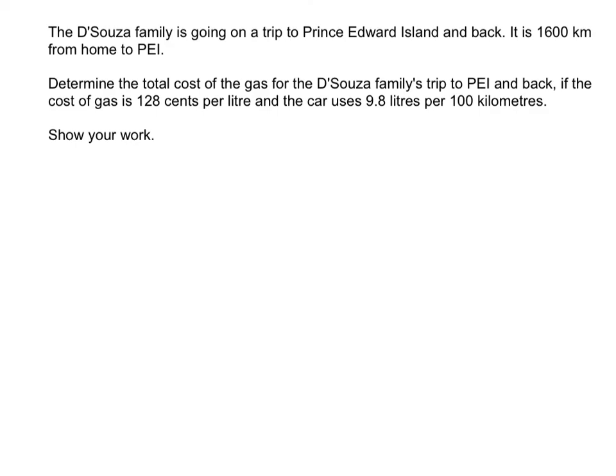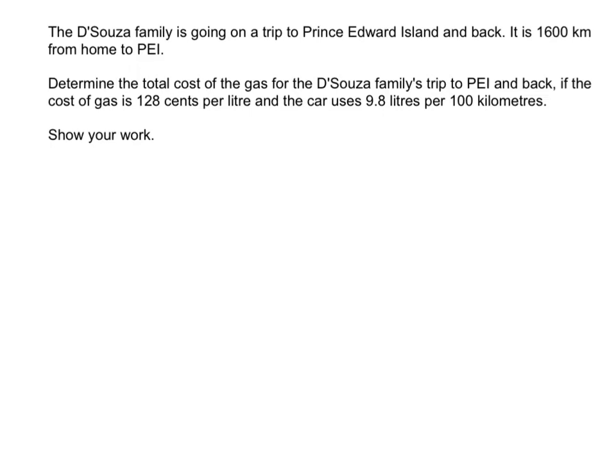The D'Souza family is going on a trip to Prince Edward Island and back. It is 1,600 kilometers from home to PEI. Determine the total cost of the gas for the D'Souza family's trip to PEI and back if the cost of gas is 128 cents per liter and the car uses 9.8 liters per 100 kilometers. Show your work. So what do we need to figure out in this question?